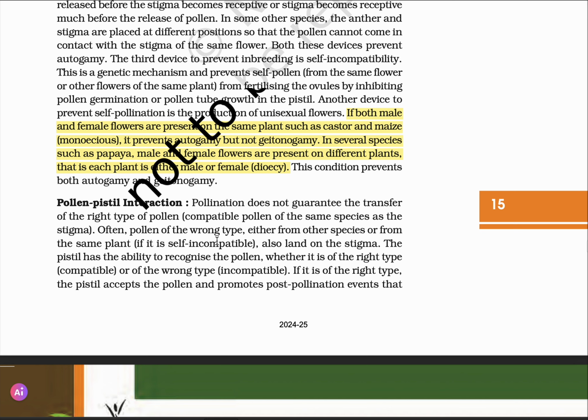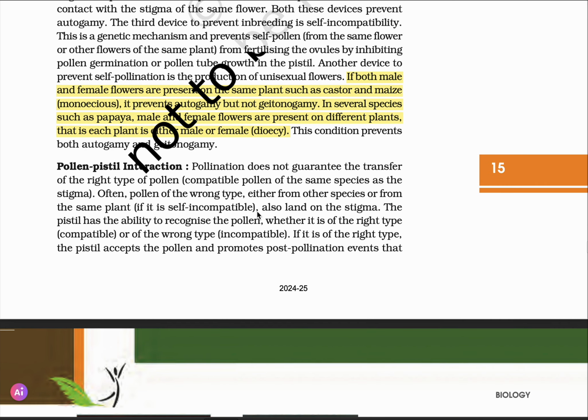Pollen-pistil interaction. Pollination does not guarantee the transfer of the right type of pollen, which is compatible pollen of the same species, to the stigma. Often pollen of the wrong type, either from another species or from the same plant, which is self-incompatible, also lands on the stigma.